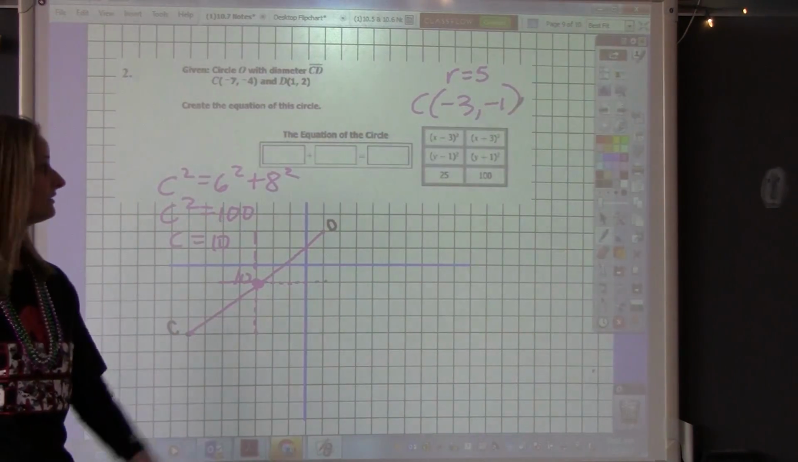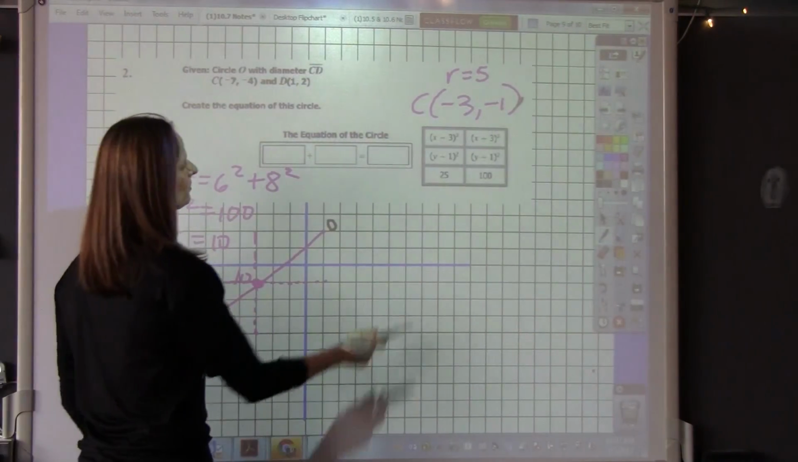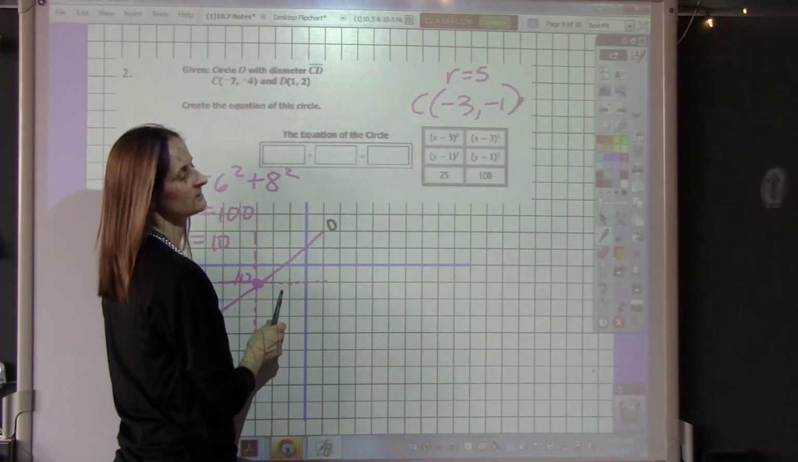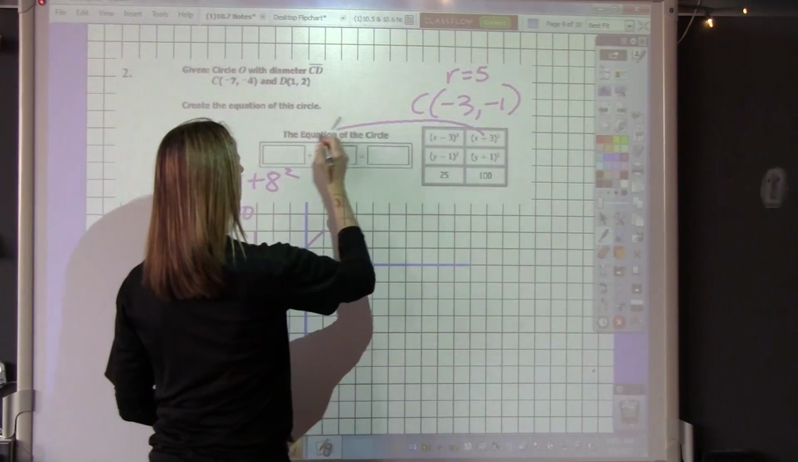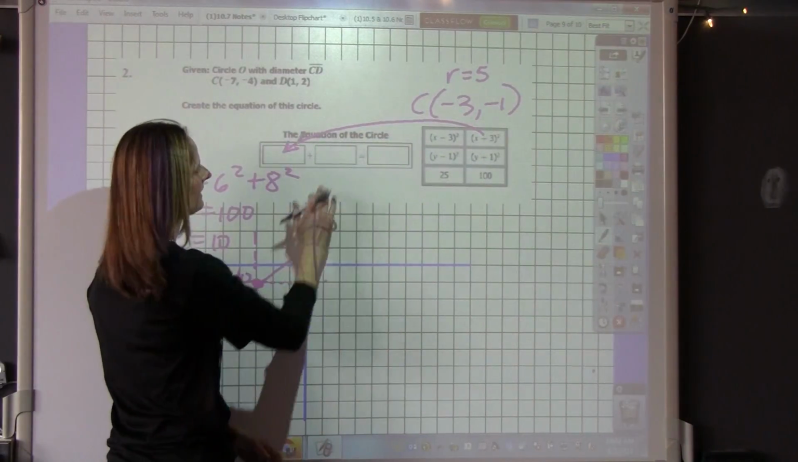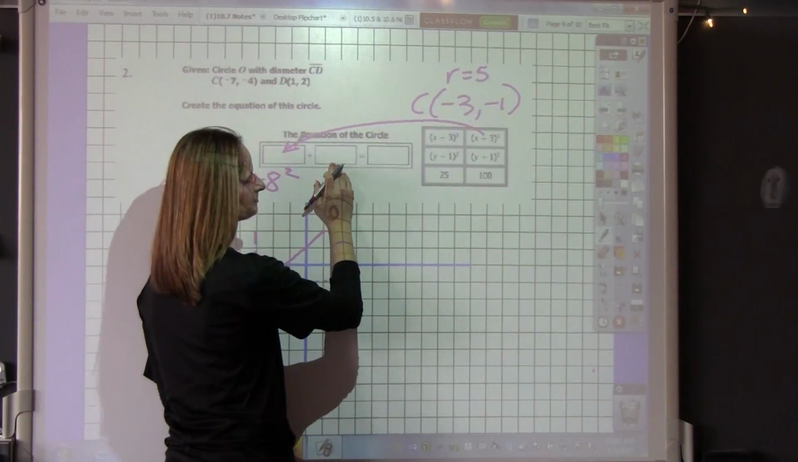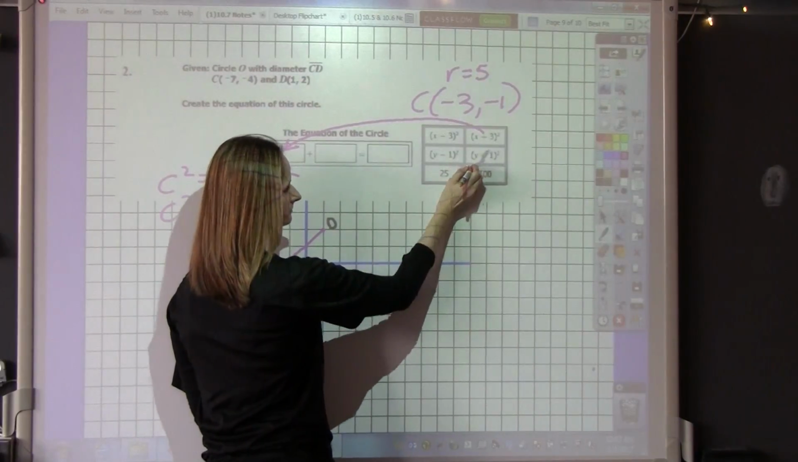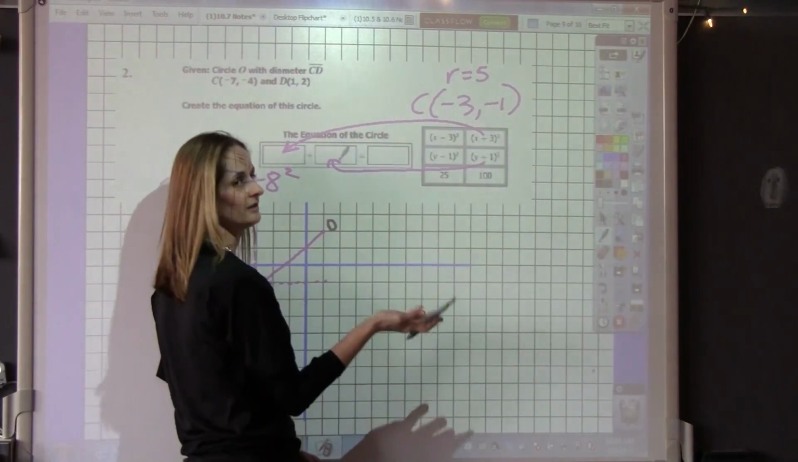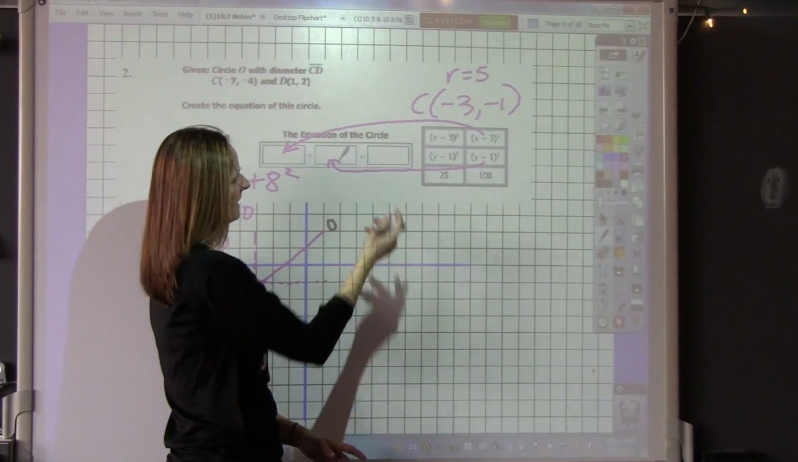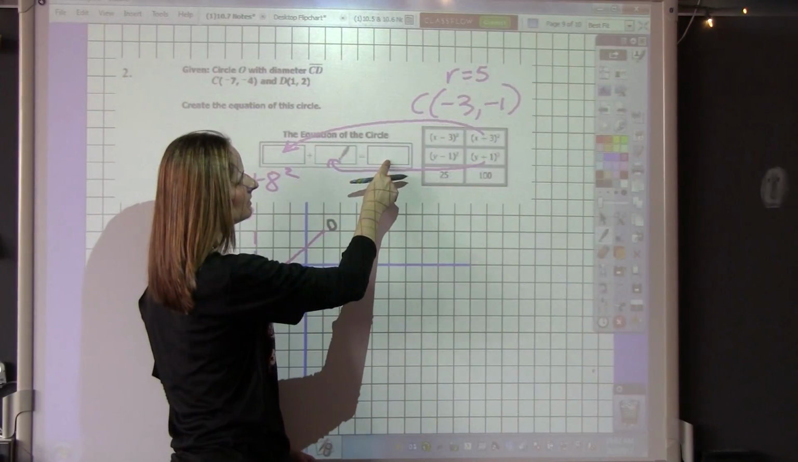So that's all you need for your equation of a circle. So which one is it, x minus 3 or x plus 3 squared? Plus 3. Okay, and then for the y, plus 1 squared. Plus 1. Notice the other options they're giving you. It's tricky. And what goes here? 25.